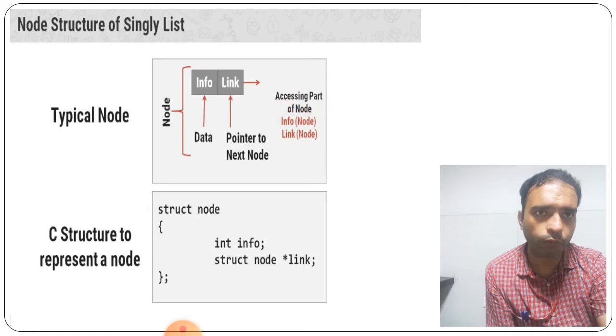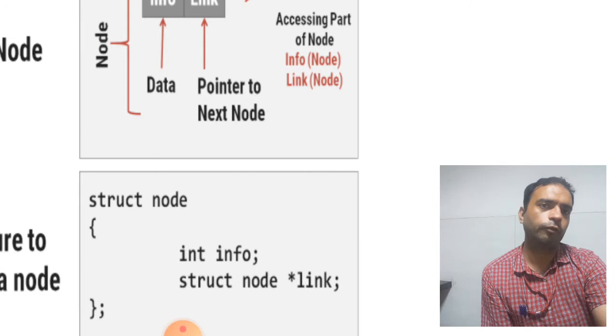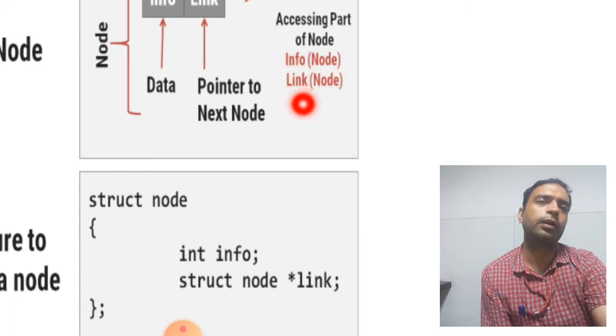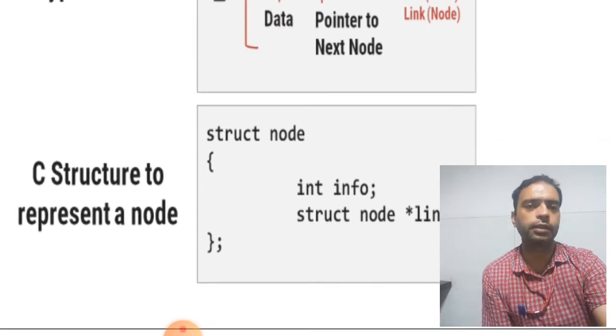Accessing part of the node, right? What is accessing part of the node? फर्स्ट वन इज इन्फो, ब्रैकेट में नोड लिखा हुआ है, मतलब नोड का पर्टिकुलर इंफॉर्मेशन. लिंक, दैट इज एन एड्रेस दैट इज गिवन इन द पर्टिकुलर नोड ऑफ द नेक्स्ट वन. Now how do we define the structure that is given here?